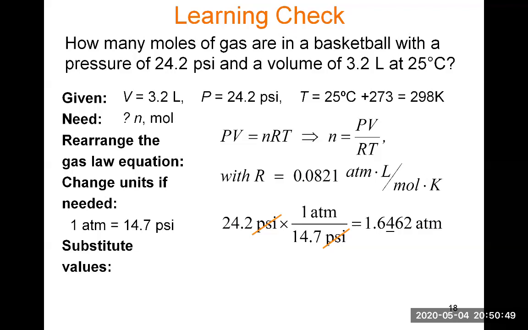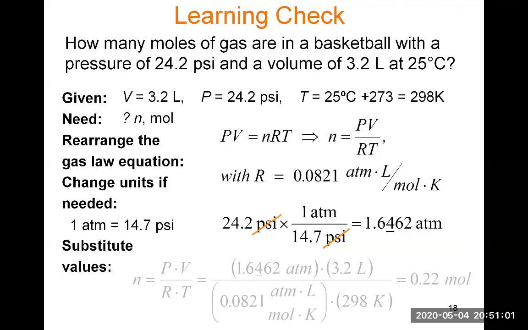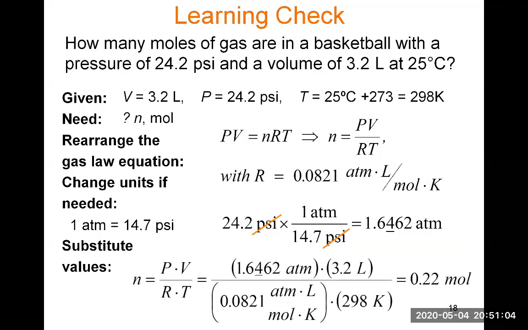So now we are ready to calculate the number of moles by plugging in the values into n equals P times V over RT. So pressure is 1.6462 atmosphere, what we calculated just above. Volume is 3.2 liters over the R value in atmosphere, so 0.0821 atmosphere times liter per mole per Kelvin. And the temperature is 298 Kelvin.